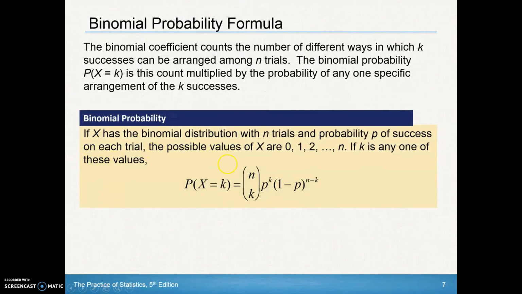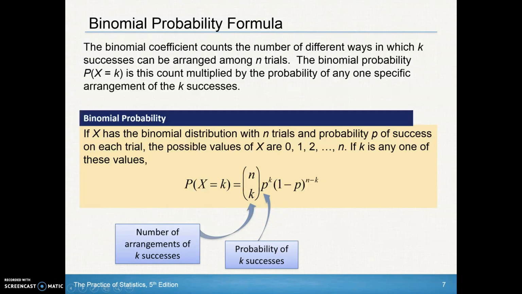Okay, so put it all together. Here's our binomial probability formula. And again, the binomial coefficient, this part right here, calculates the number of different ways in which I can have k successes and n minus k failures. So again, this is the number of arrangements of the k successes. That's the probability of k successes. And this 1 minus p, that is the probability of n minus k failures. And many times this 1 minus p, we'll just write it as q, just to be a little shorter.